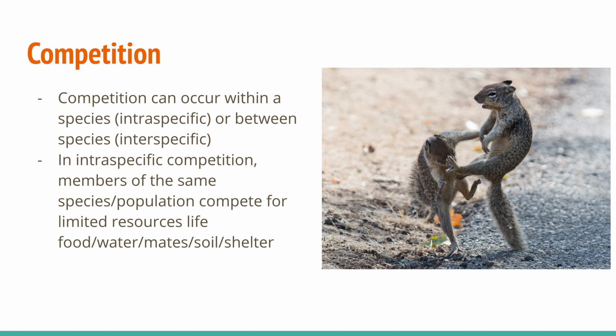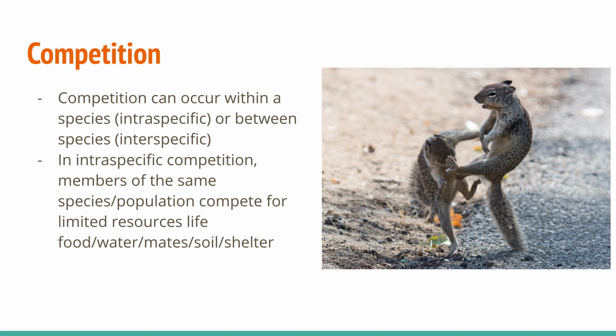So we're going to start by talking about competition. Competition can occur in two different ways. It can actually occur at the population level or at the community level. If it is competition within a species, this is typically at the population level and is known as intraspecific competition. Intra because intra means within. We can also have interspecific competition. And interspecific competition is competition that occurs between organisms.